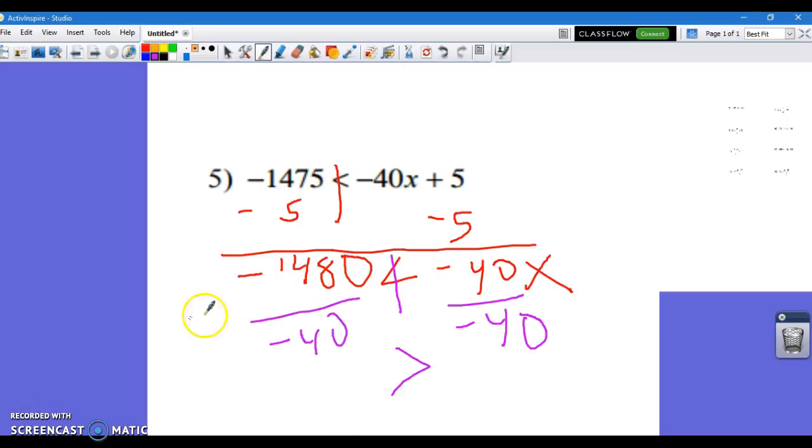So now you need to figure out how many times negative 40 will go into 1480. If you did your division correctly, which I showed some of you guys in class, long division, you should get 37 last time I checked. And it's going to be a positive 37 because a negative divided by a negative is a positive. So my answer here is going to be a positive 37 is greater than x.